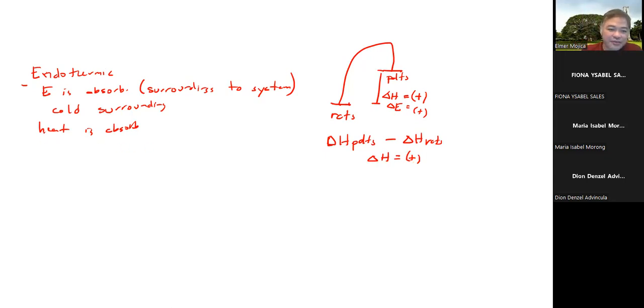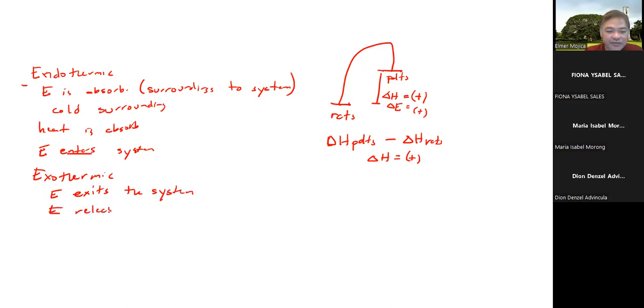Now for exo, or we could say another thing that we have here, energy enters the system. Now for exothermic reaction, what do we have? Energy exits the system. Energy is released. So it is from surroundings going to the system, right?